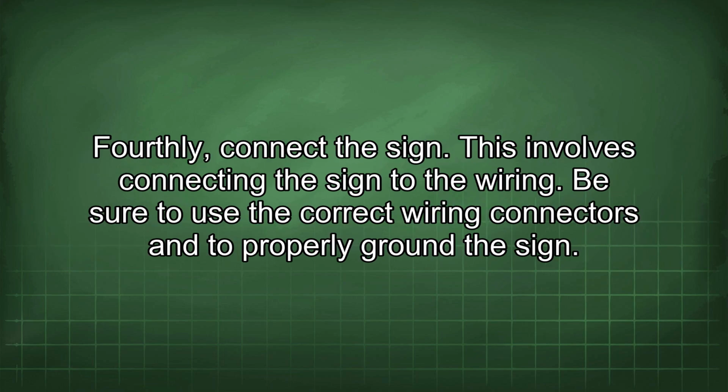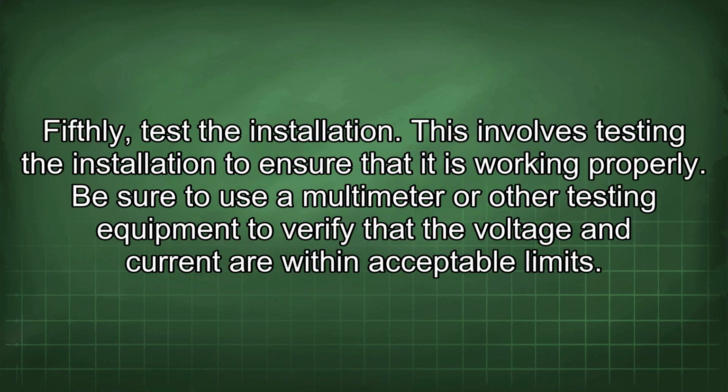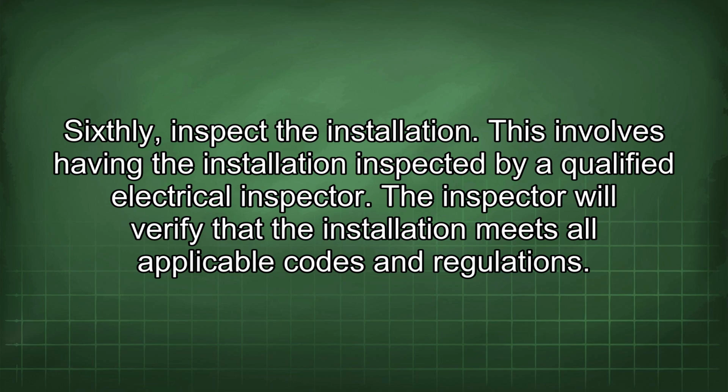Fourthly, connect the sign. This involves connecting the sign to the wiring. Be sure to use the correct wiring connectors and to properly ground the sign. Fifthly, test the installation. This involves testing the installation to ensure that it is working properly. Be sure to use a multimeter or other testing equipment to verify that the voltage and current are within acceptable limits. Sixthly, inspect the installation.